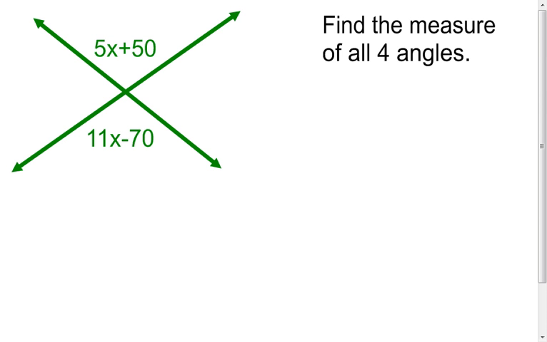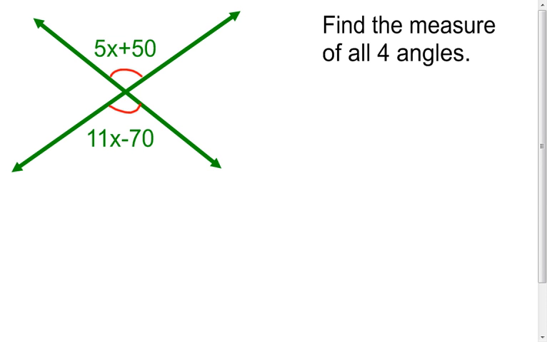Here's an example of vertical angles, and what I want to do is figure out the measure of every single one of the angles involved in this little picture. So there's 4 of them. Well, the first thing I think back to is what did I learn about vertical angles? I learned that vertical angles are going to be congruent. Now, if they're congruent, what do I know about their measures? Well, if they're congruent angles, their measures are going to have to be equal.